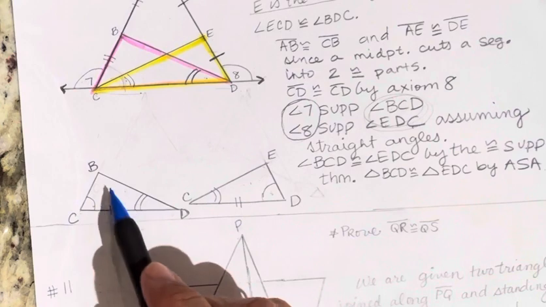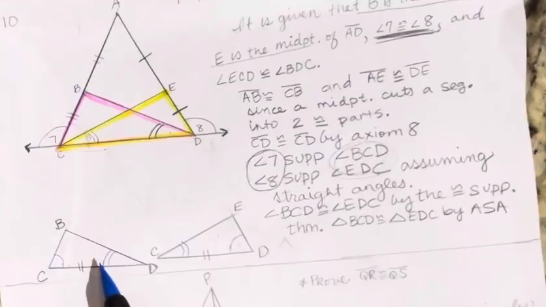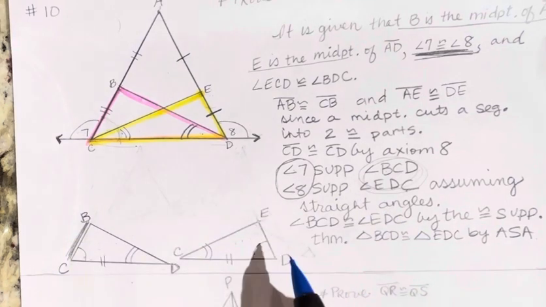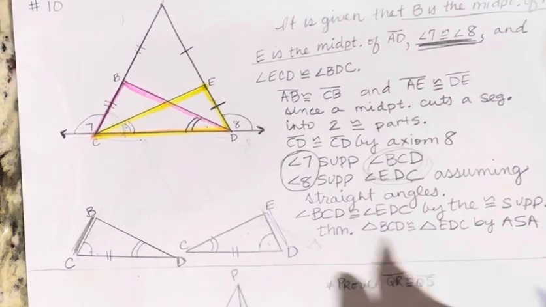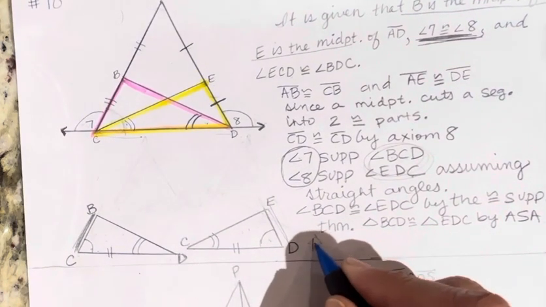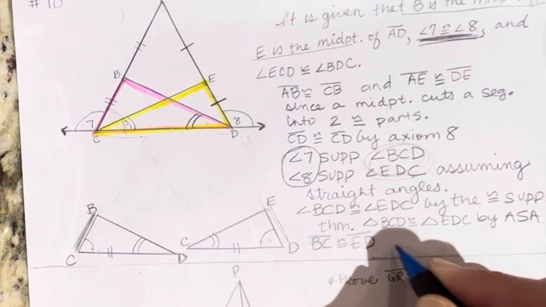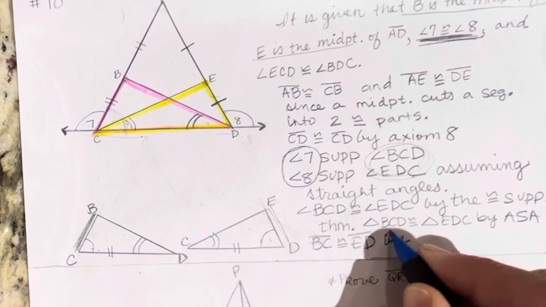Okay, well now if the triangles are congruent, then I know parts of the triangle are congruent. So I'm going to say that this part BC is congruent to ED. Remember, that's by CPCTC.